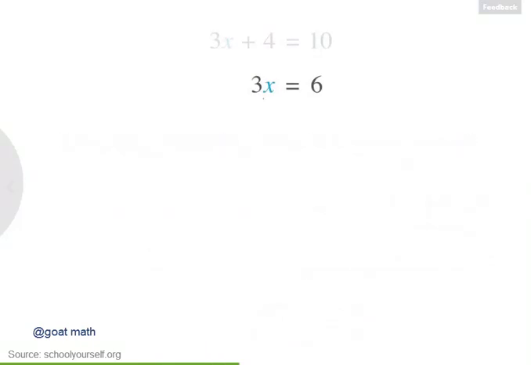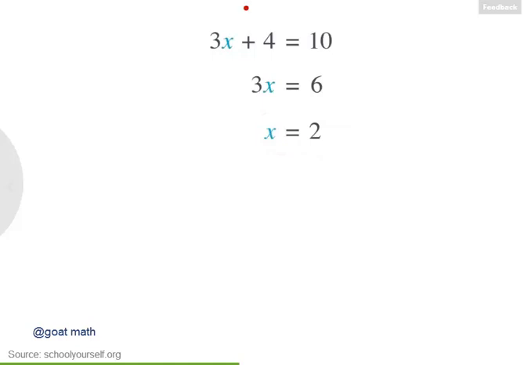Alright, let's divide both sides by 3. On the left, we're taking x, multiplying by 3, and dividing by 3. So the 3's cancel out, leaving us with x. Nicely done. And on the right, we have 6 divided by 3, which equals 2. So the solution to our original equation is x equals 2.